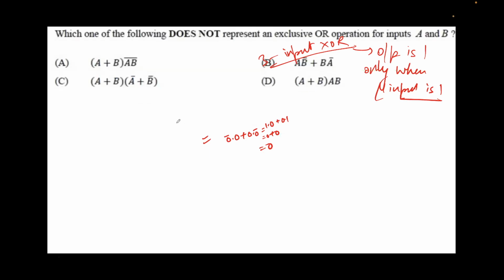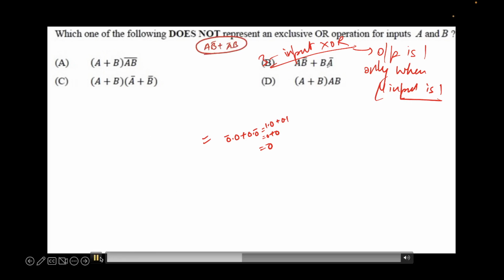Okay, so we do know that the output expression is a b bar plus a bar b. This is the expression that we know is true for the XOR gate. The question asks which does not represent it. So note option B first. It's very easy to see. Option B says a b bar plus a bar b.